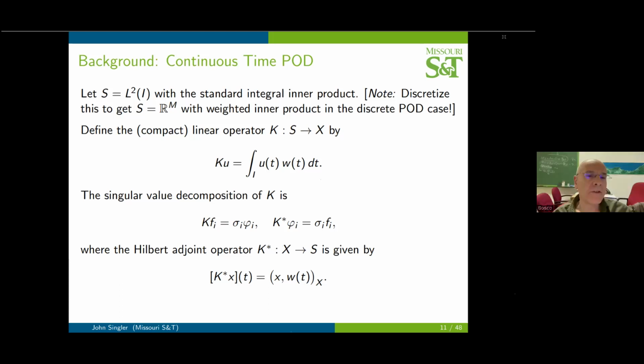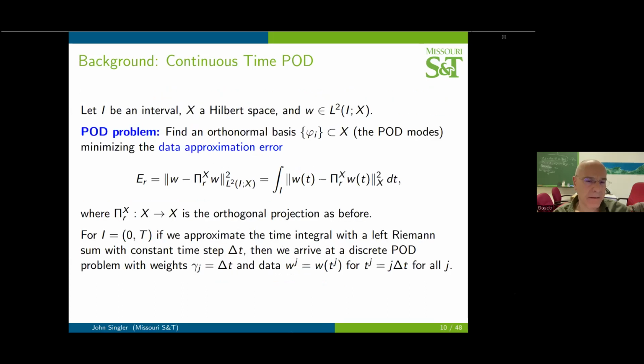Yeah, but don't you need some assumptions on W? Just that it is, well, Bochner integrable, right? Square integrable in time, takes values in X. That's it. The assumption is written up on the top there. So being in that Bochner space is the only assumption you need.